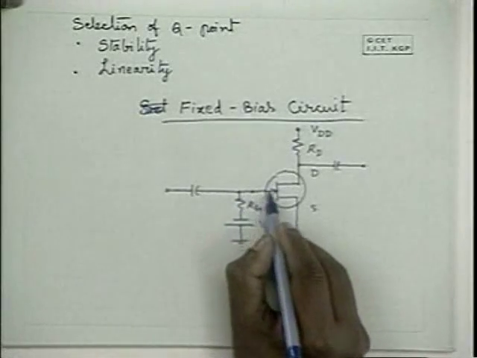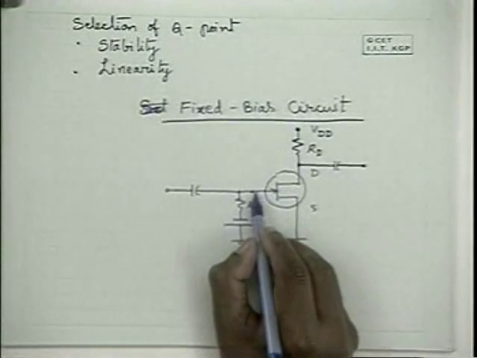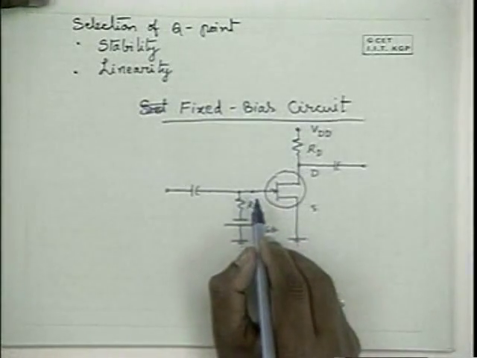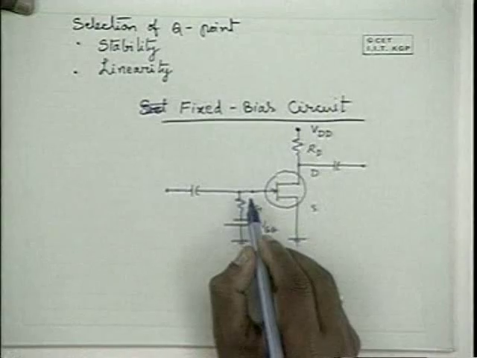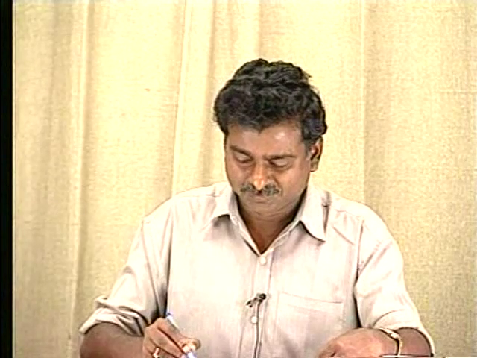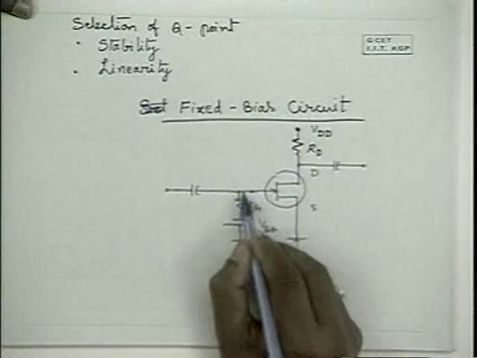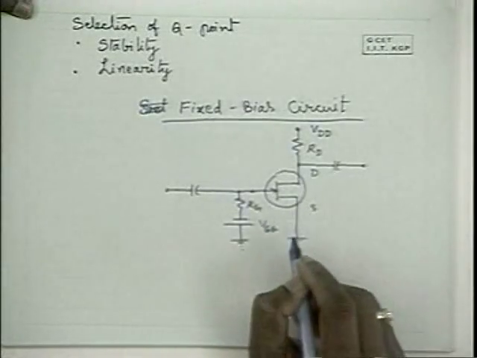Now under reverse bias, the gate current is equal to the reverse saturation current of a PN junction, and that current is negligible. As you know, that current is negligibly small. For all practical purposes, you can treat it as 0, particularly when you are talking about biasing.